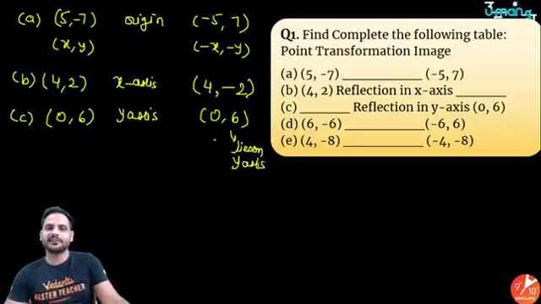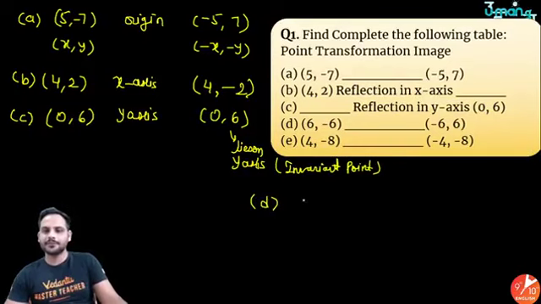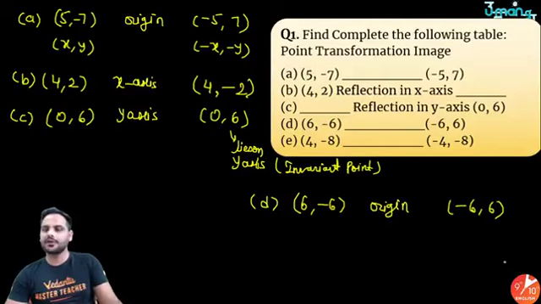And if we do the reflection under x-axis, it will be an invariant point. So you can clearly see the coordinates of the image as well as the object are exactly same. Okay, option D, 6 comma minus 6 is becoming minus 6 comma 6. So again x coordinate is changing the sign, y coordinate is changing the sign, so it is reflection under origin.